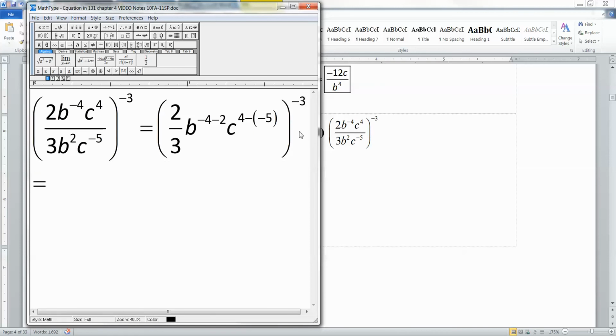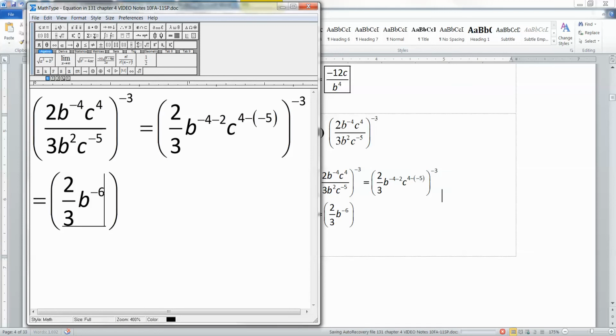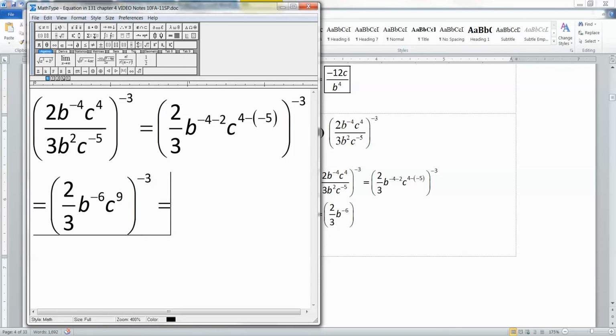Okay. So this is equal to 2/3, fine, b to the -6, c to the 9, because 4 minus a -5 is really 4 plus 5, and 4 plus 5 makes 9. And this is still all to the -3rd power, no troubles. Okay, so this is equal to 2c to the 9 over 3b to the 6, all to the -3rd.